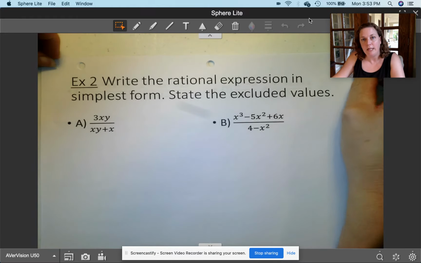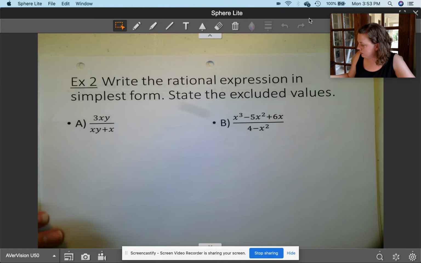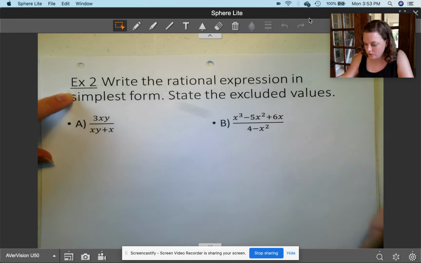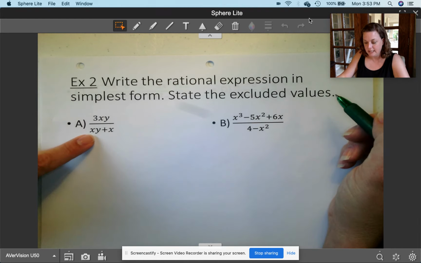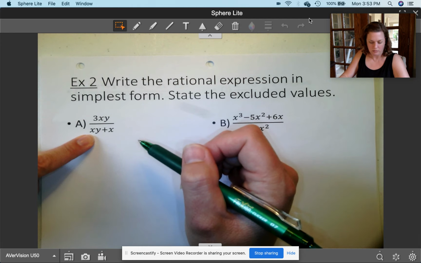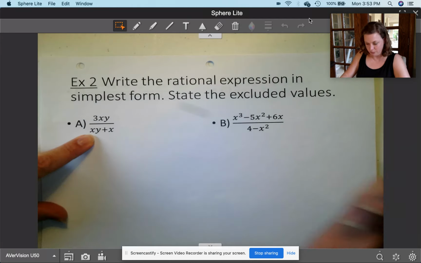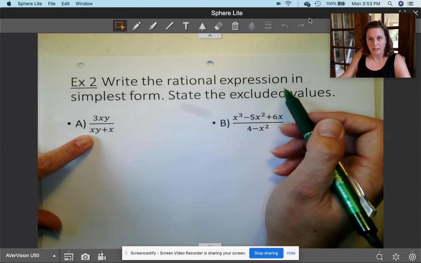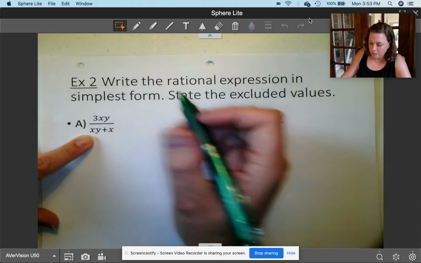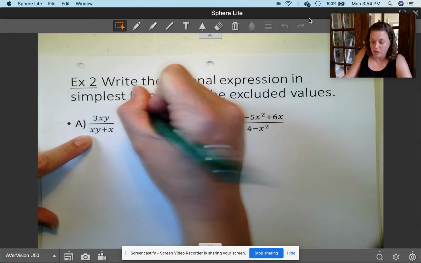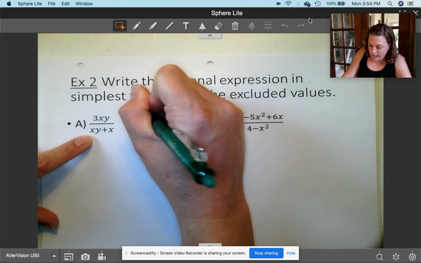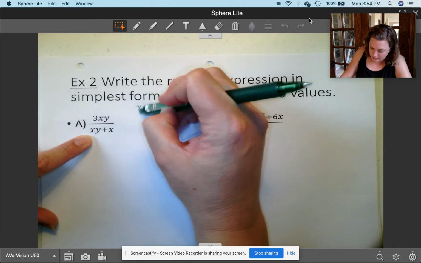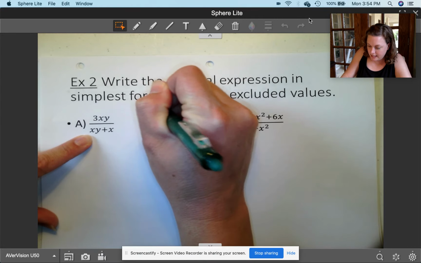So example 2, write the rational expression in simplest form. So it must be reduced. State the excluded values. This one's very interesting, that's kind of weird. The excluded values means what's not included in the domain. So for that, I always just do that first. XY plus X cannot equal 0.